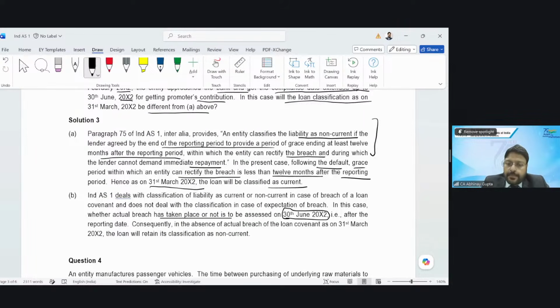Consequently, in the absence of actual breach on or before the reporting date, as of 31st March the loan stands classified as non-current, because unless and until the breach happens, the bank cannot ask for payment. And because the breach has not happened before the balance sheet date, there is no covenant breach, no loan demand possible, and hence the loan continues to be considered as non-current in that case. Is that clear? Any questions? Any doubts?